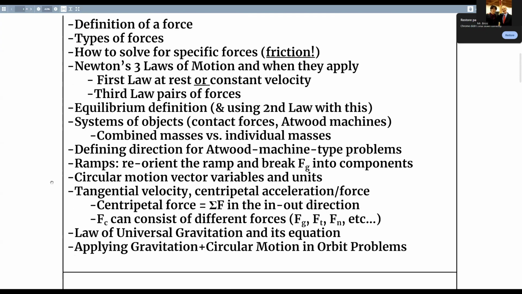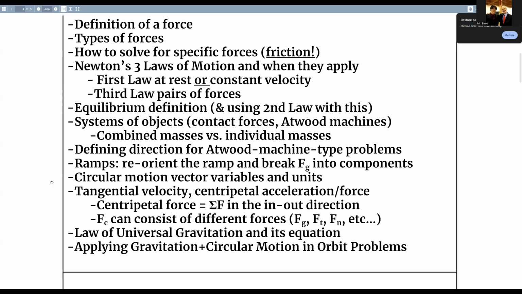Concepts and topics we've covered. Definition of a force, so you should know that any force is a push or a pull. Something like velocity is not a force, acceleration is not a force, right? Force is not how fast something is going. It's not whether it's speeding up or slowing down, acceleration. Force is the push or pull that is acting on an object.